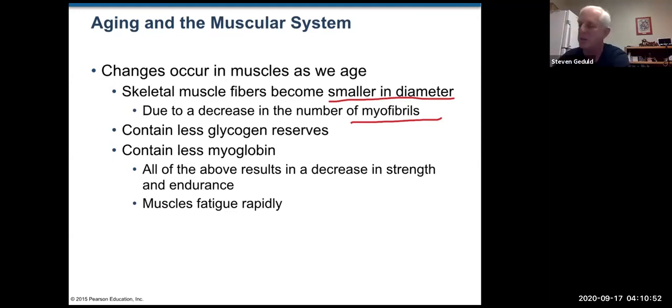They contain less glycogen reserve, so you can't use your muscles as long, and they contain less myoglobin. They don't have enough energy to keep them going. All of the above causes a decrease in strength and a decrease in endurance, and your muscles tend to fatigue very rapidly as you get older.